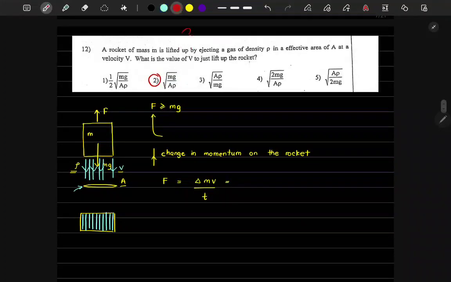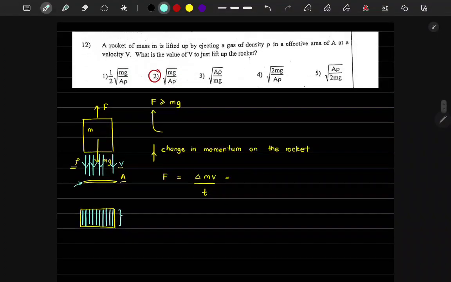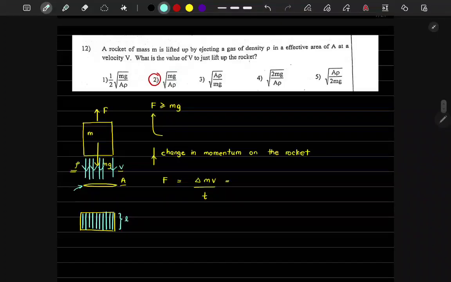Now how can we find what the mass of the cylinder is? Let's consider that the length of the gas ejected is L and they have given us the cross-sectional area as A. Then the mass ejected should be AL into the density. AL is the volume, and volume into the density should give us the mass of the gas ejected. Now that into V, because V is the velocity at which the gas is ejected.